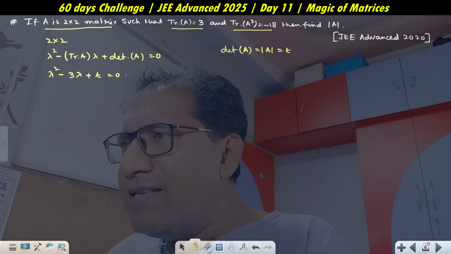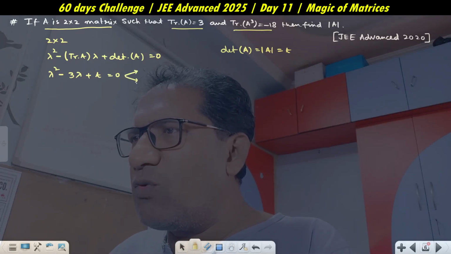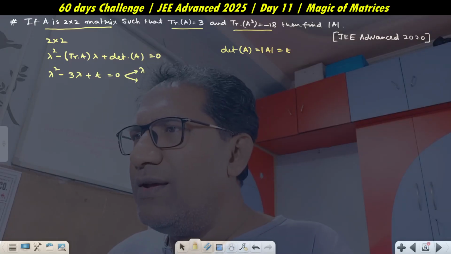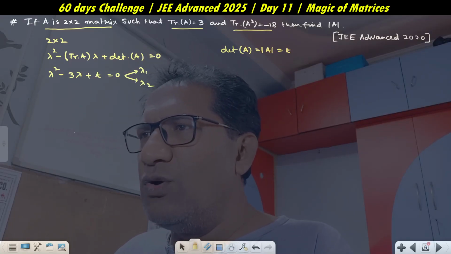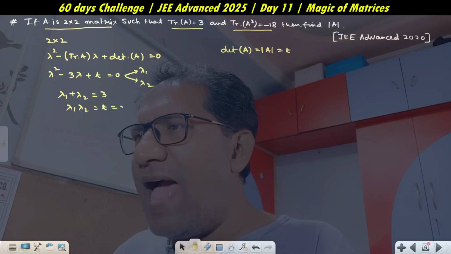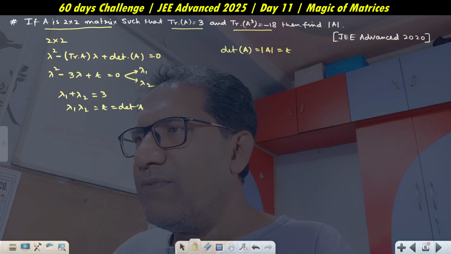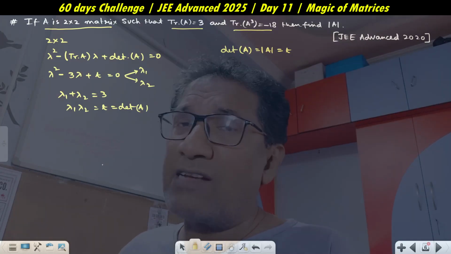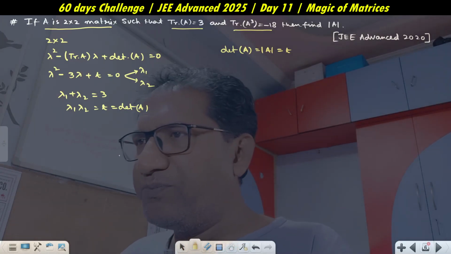Now, this characteristic equation has two eigenvalues. Let us say lambda 1 and lambda 2. Therefore, lambda 1 plus lambda 2 is basically 3. And lambda 1 lambda 2 is t, which is actually your det A. Right? Okay. So our task is to find out t only.